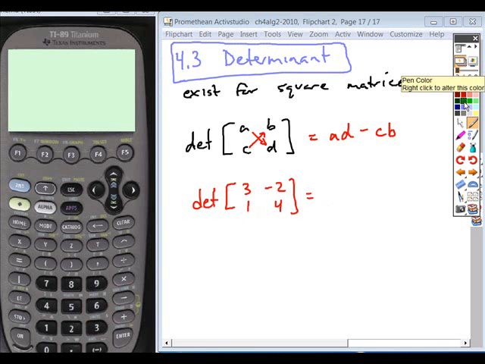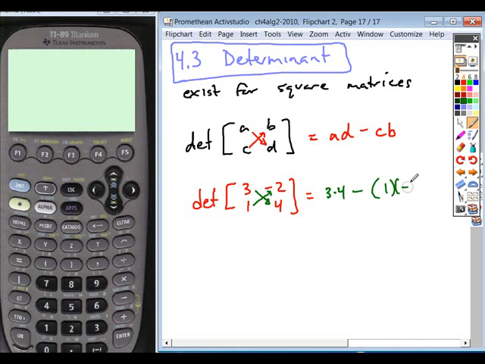Okay, you should be able to mentally calculate this. The product of our diagonals moving down and to the right is 3 times 4, and up and to the right, so we're going to subtract 1 times negative 2. And so if you look at that, 12 minus a negative 2 gives you 14.